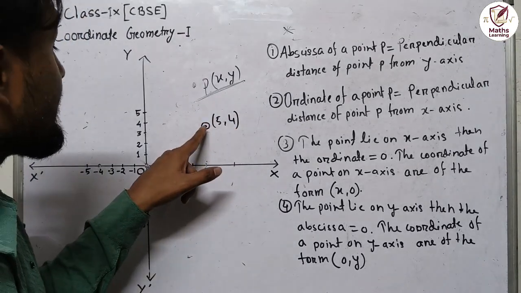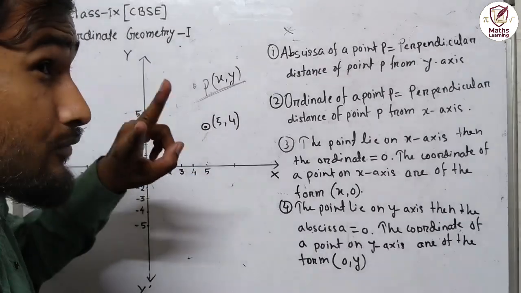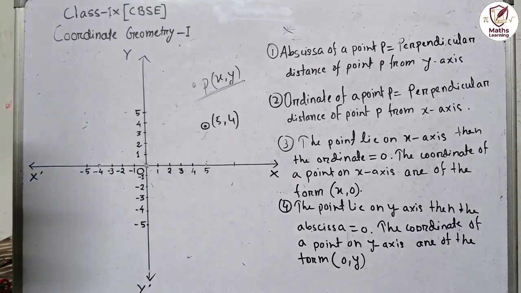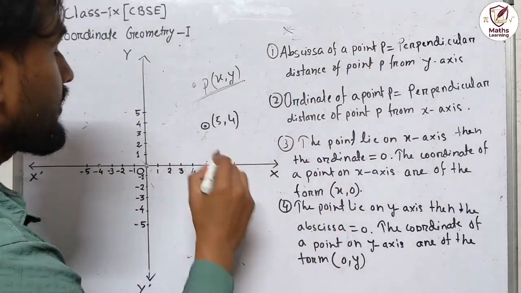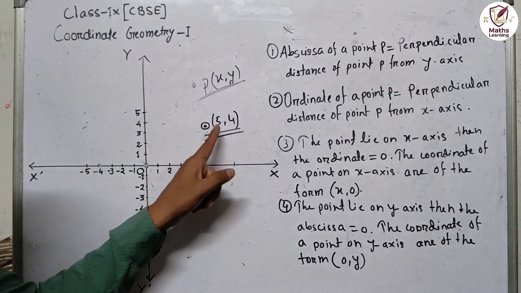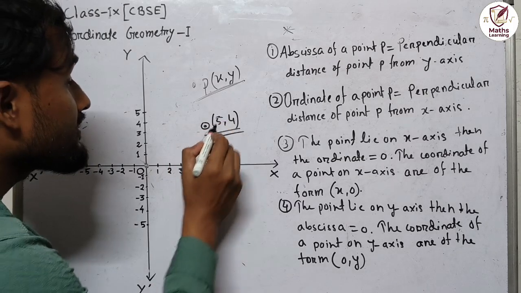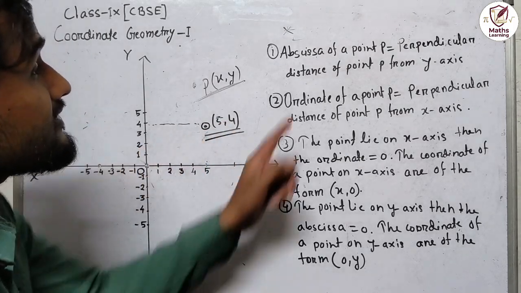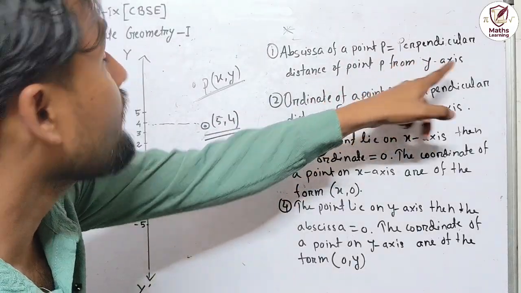Now, a point has two distances, one from the x-axis and one from the y-axis. Now, the ordinate and abscissa of a point P. What is the abscissa of a point P? Abscissa is the perpendicular distance of a point P from the y-axis.